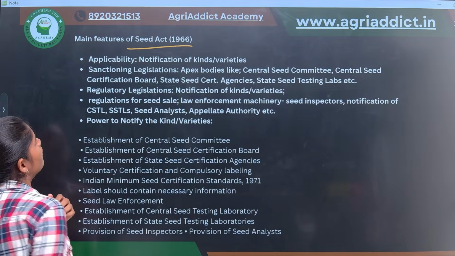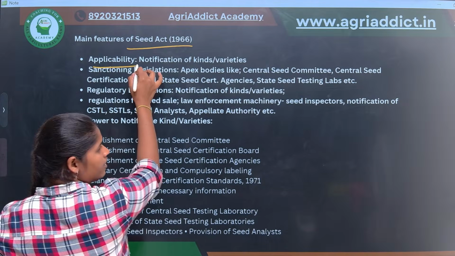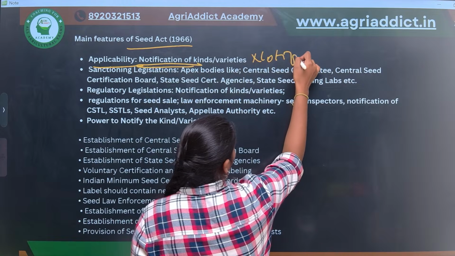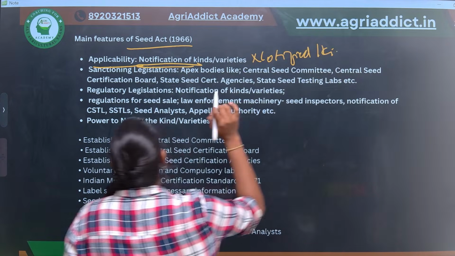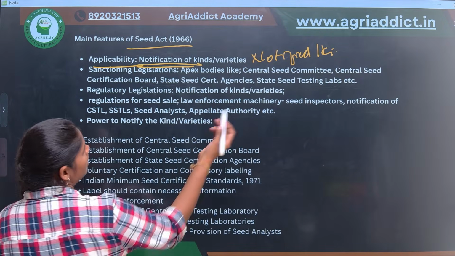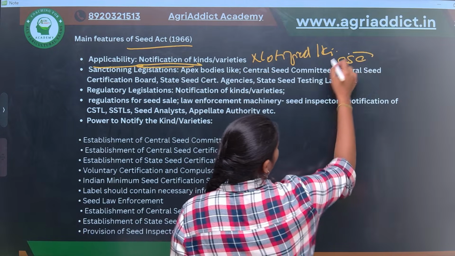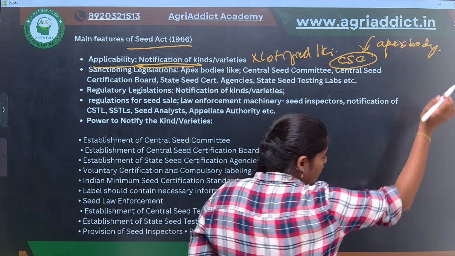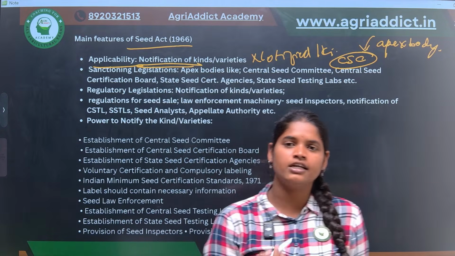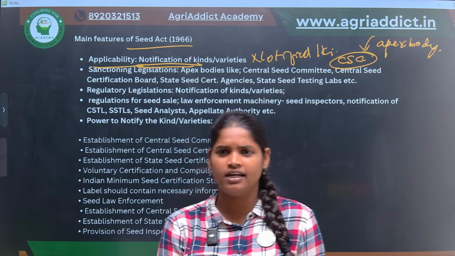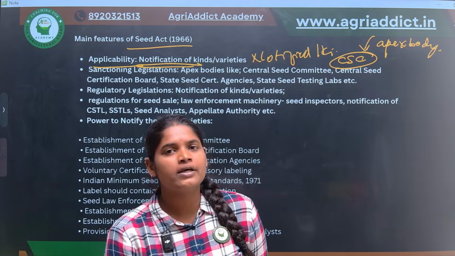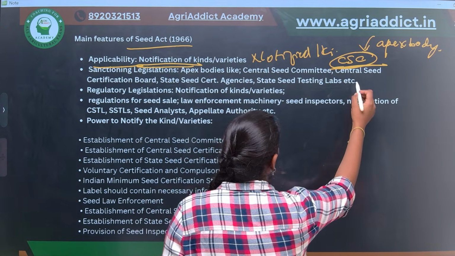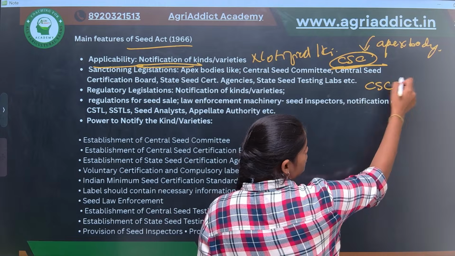Okay, then next. In detail, if we go for the Seed Act, the applicability is only for notified kinds or varieties. Then what are the sanctioning legislations here? We have the CSC, which is very, very important. It is the apex body. Remember, in the Seed Act we have so many provisions like seed certification agencies, seed testing laboratories, seed inspectors, seed analysts, everything. But who is the apex body here? The Central Seed Committee. Remember this. Also, we have the CSCB, Central Seed Certification Board.